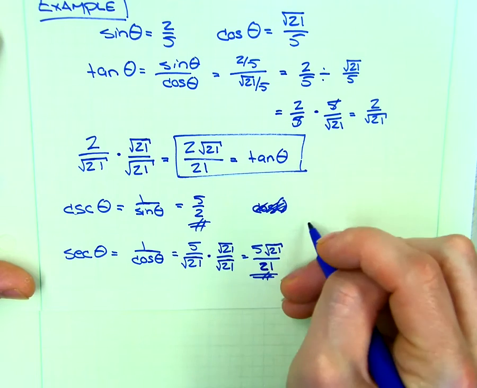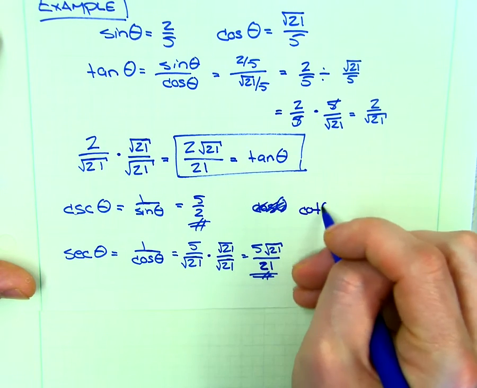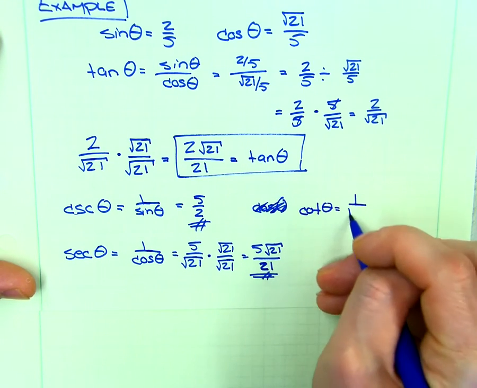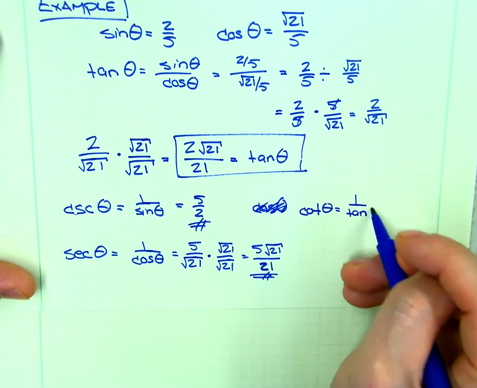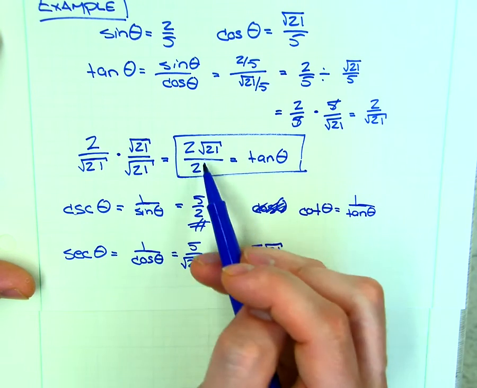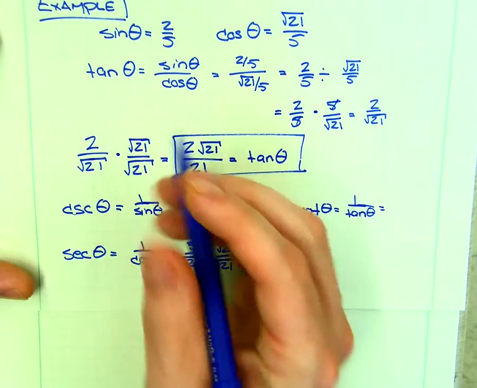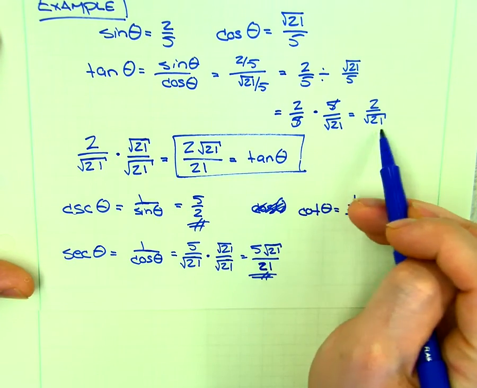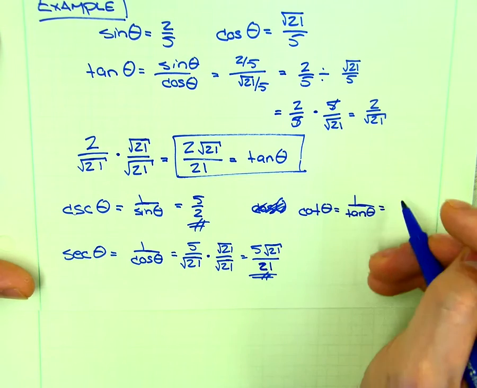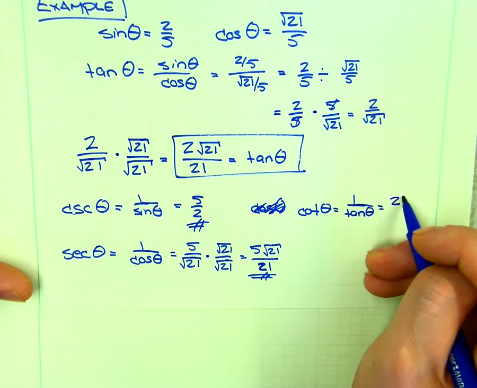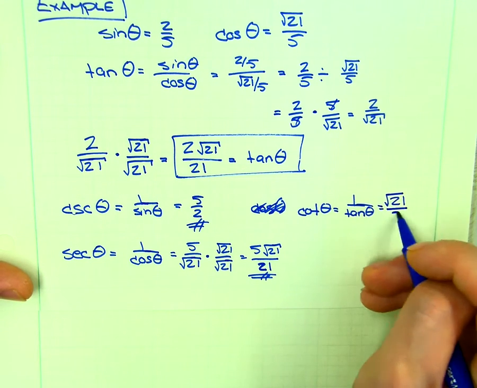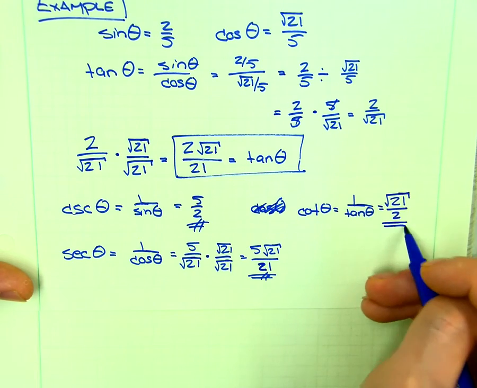Now my cotangent of theta is 1 over the tan of theta. I could just pull my tan from right here, but if I remember back a step before I even simplified this, right here I've got 2 over root 21. Now the reciprocal of that is just root 21 over 2. And that's going to be my cotangent.